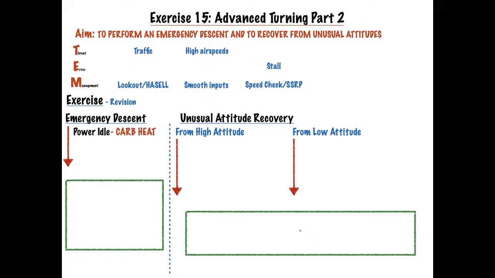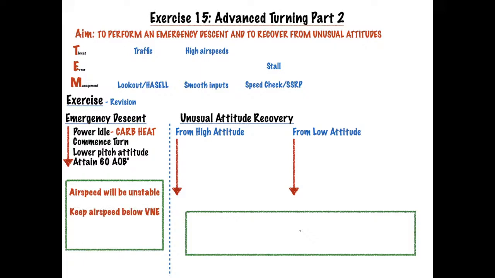So, power idle, carb heat on if we have carburetor engines. Today we're flying the 172, no carb heat necessary. We start the turn, lower the pitch angle, attain 60 degrees bank angle, and we start the descent. First of all, controlling airspeed will be really difficult. We're going to have a really low nose attitude. Make sure to keep the airspeed below VNE. And if you use 60-degree bank angle, sorry, go ahead.